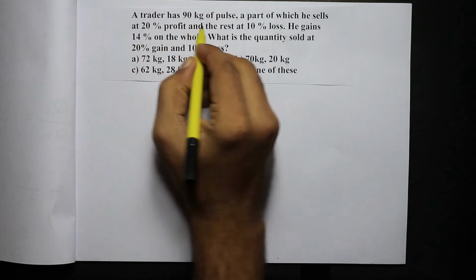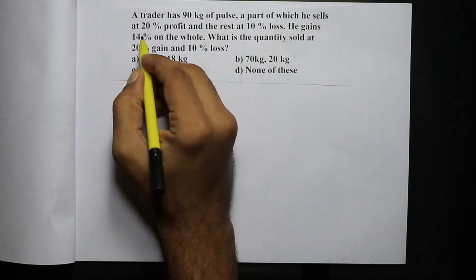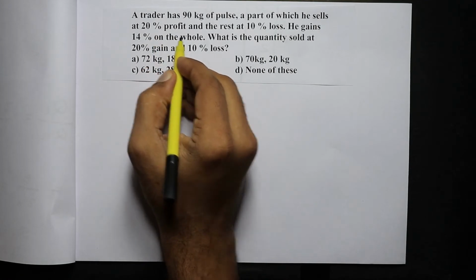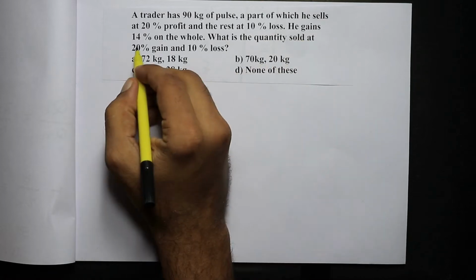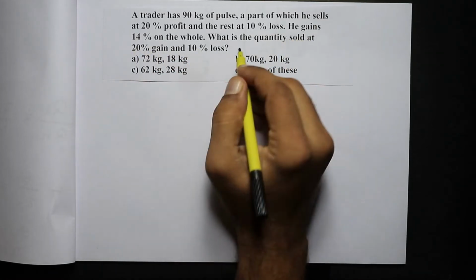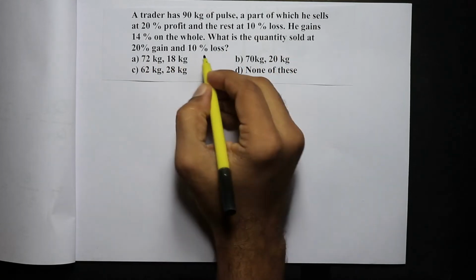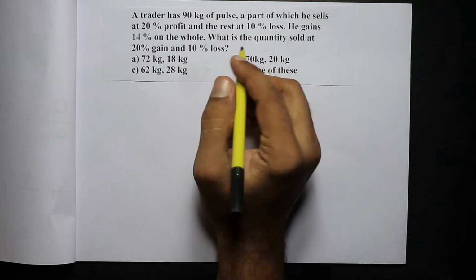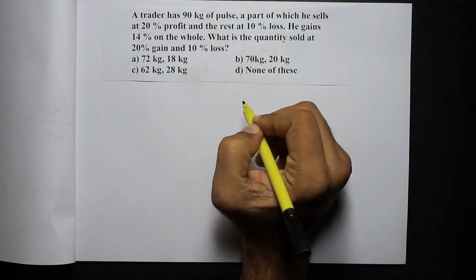A trader has 90 kilograms of pulses, a part of which he sells at 20% profit and the rest at 10% loss. He gains 14% on the whole. That is, his profit is 14%. What is the quantity sold at 20% gain and 10% loss? Such questions can be done using the mixtures and alligations formula.